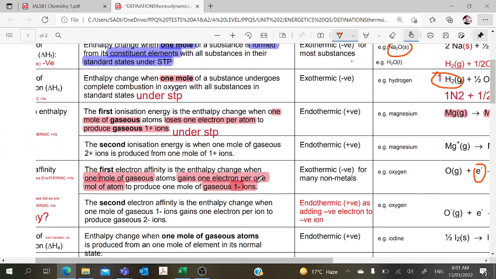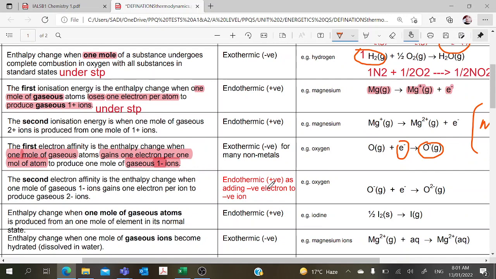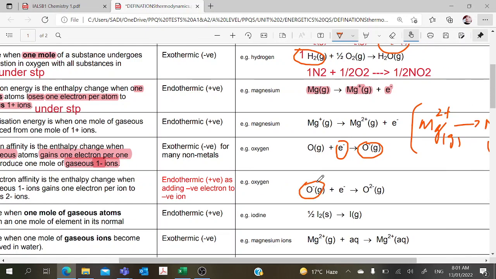Okay. When we are moving on to the second electron affinity, it is the enthalpy change when 1 mole of gaseous negatively charged ion will accept 1 electron per ion to produce a gaseous 2 negatively charged ion. Okay, this one is endothermic because when we are adding the electron, the already negatively charged species will have a force of repulsion. So there will be a force of repulsion between these two. To overcome that force of repulsion, we have to provide a certain amount of energy, right? That's why the process is endothermic.